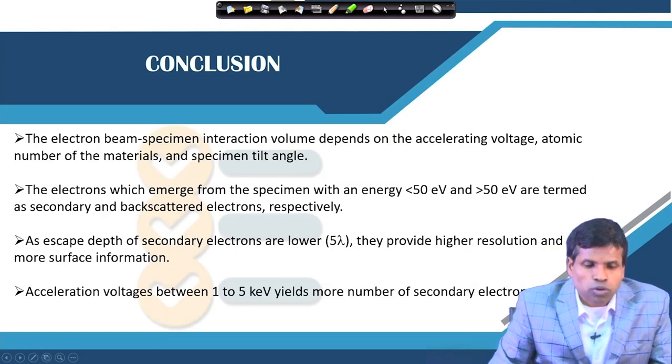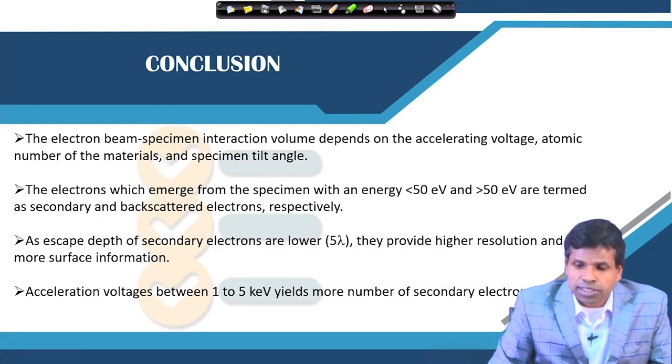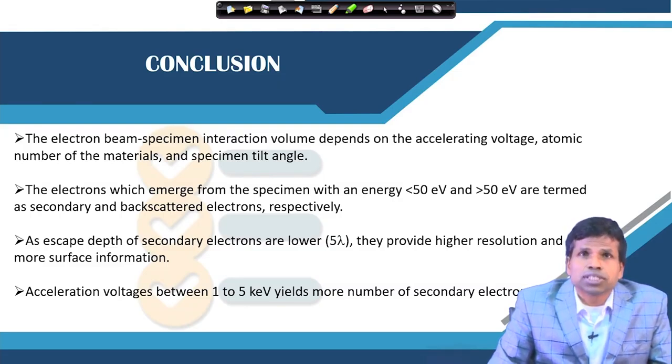So, in conclusion, what we have discussed today is that the electron beam specimen interaction volume depends on the acceleration voltage, the atomic number of the material and the specimen tilt. These are three different factors that primarily influence the interaction volume. The electrons which emerge from the specimen with energy less than 50 electron volts are termed secondary electrons, whereas the electrons which emerge with energy greater than 50 electron volts are termed backscattered electrons.